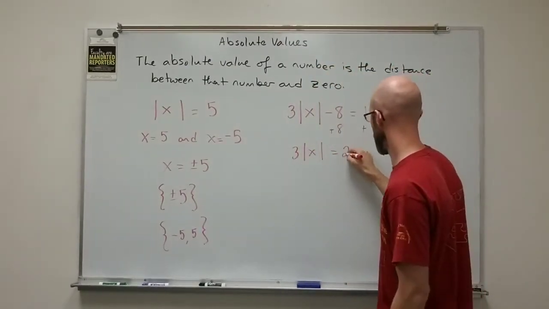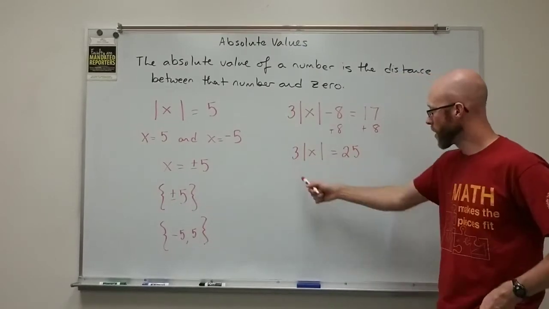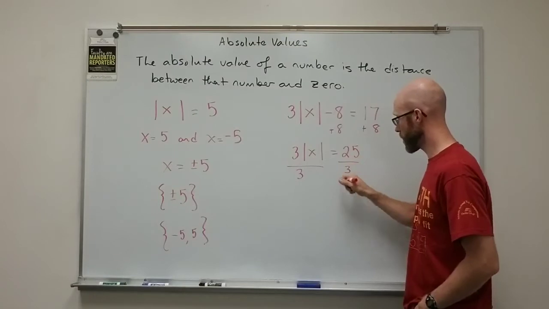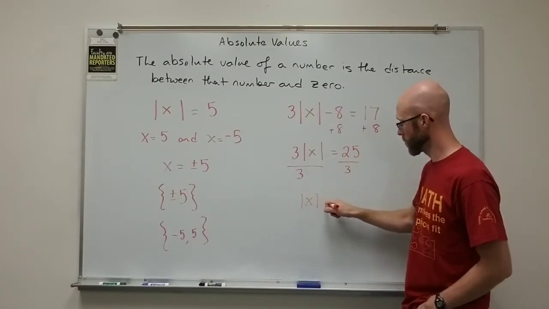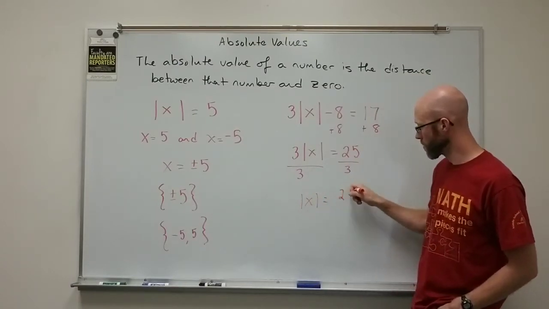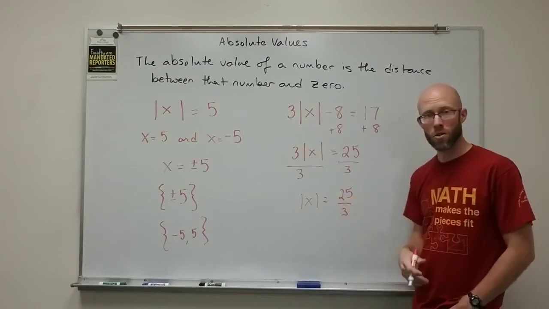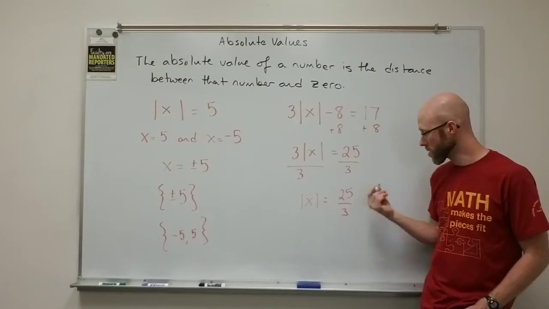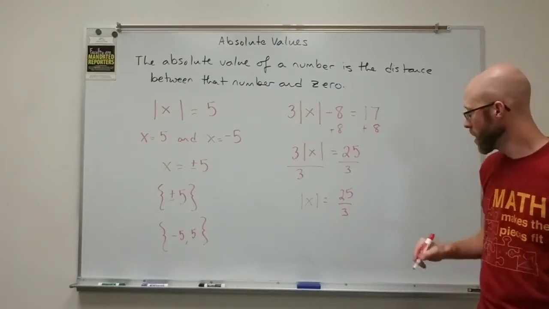17 plus 8 is 25. And then I'm going to divide out the 3, just like I was solving for x. The absolute value of x is equal to 25/3. Now you could turn it into a mixed number or a decimal. I don't think that's necessary. The fraction is just fine.